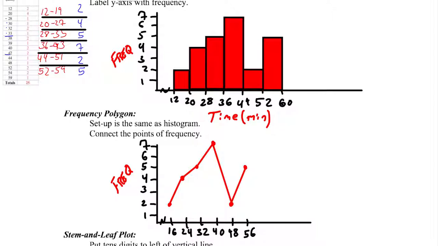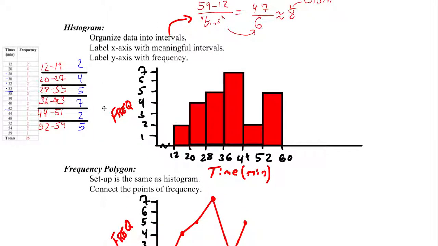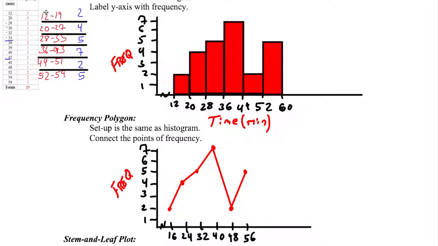And that's it. So again, the setup's the same as for the histogram. Find those bins, find those widths. But instead of saying it covers this range, I'm just going to use the midpoints, finding the median of these groups.